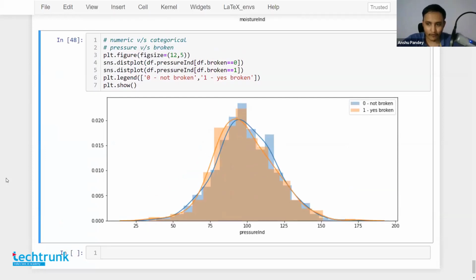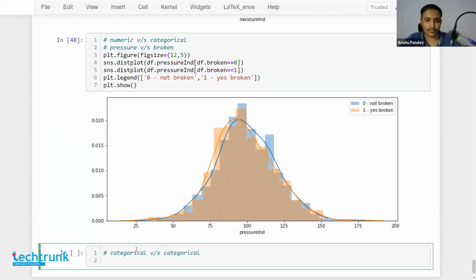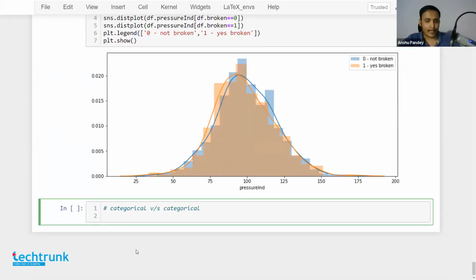All right, I hope we're good. So this was more of the idea of bivariate analysis for numeric versus categorical. We are here to check out categorical versus categorical as well. So like that we can do it for almost every attribute. Next, let's say that we want to do it for categorical versus categorical, and that's what we want to do here.